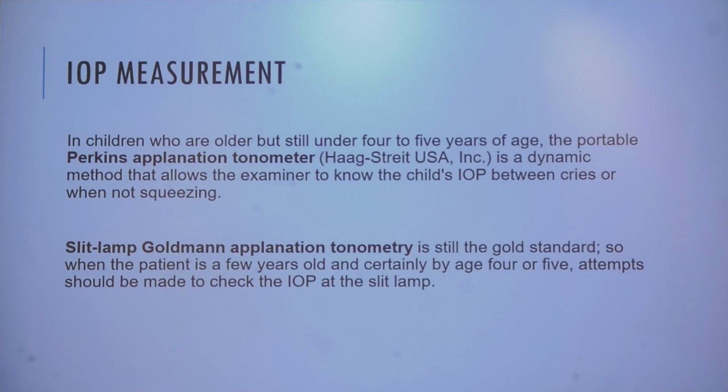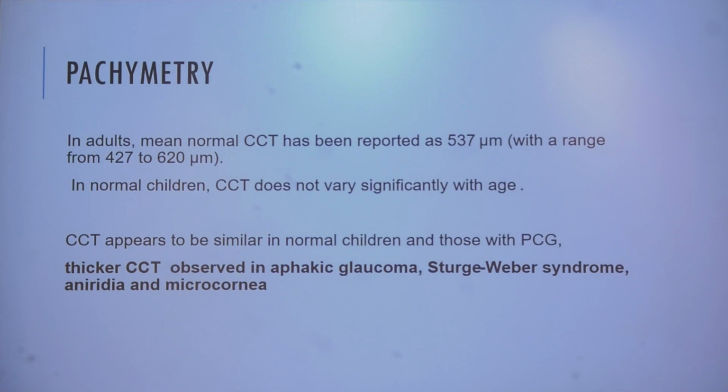So in children who are older, but still 4 to 5 years of age, portable Perkins can be a good thing. And slit lamp Goldmann is always best when patients are 4 to 5 years of age and above. Pachymetry has no direct relations like in adults, but we should know that some of the congenital glaucomas can have a higher pachy. Normal pachy in adults is around 537 microns, and it can vary from 427 to 620. In normal children, it doesn't vary significantly with age.